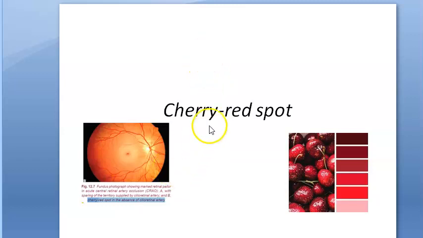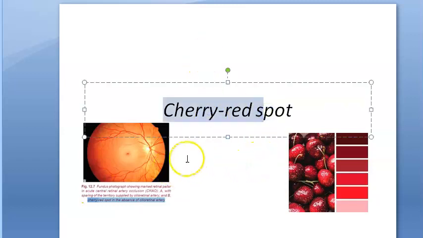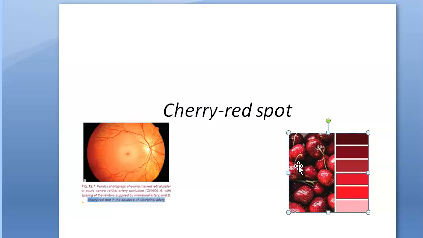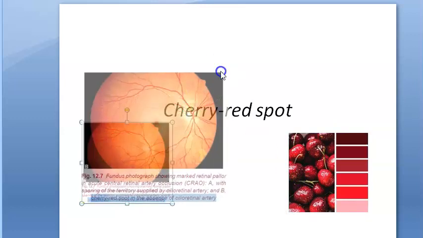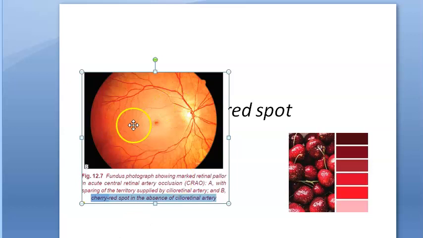Hello people, in this video let us look at cherry red spot. Are we looking at something like this? No, we're looking at the fundus of the eye. Inside the eye you can see something like a red dot. This is the cherry red spot. Around it you can see some pale area. So this is the cherry red spot in the fundus of your eye.